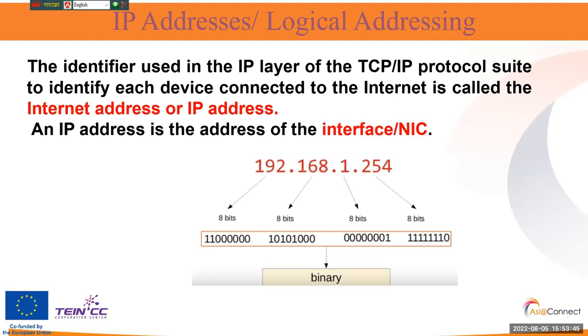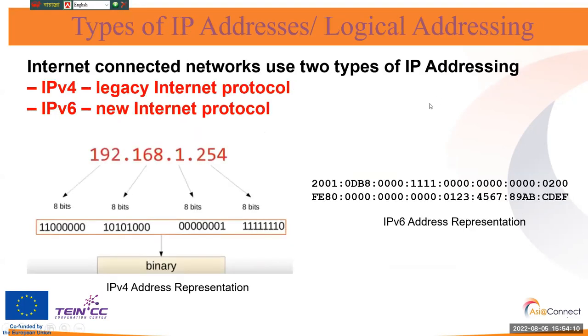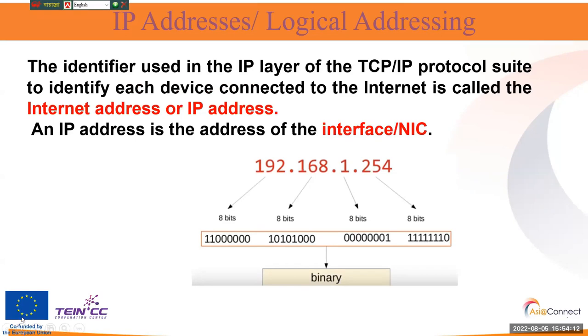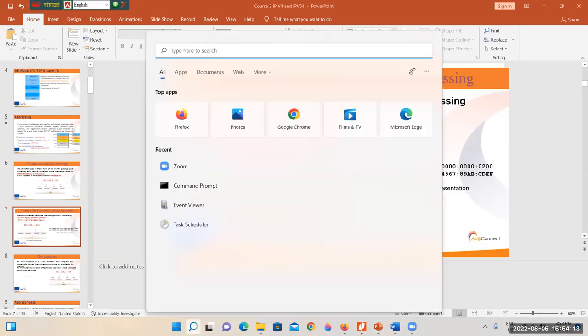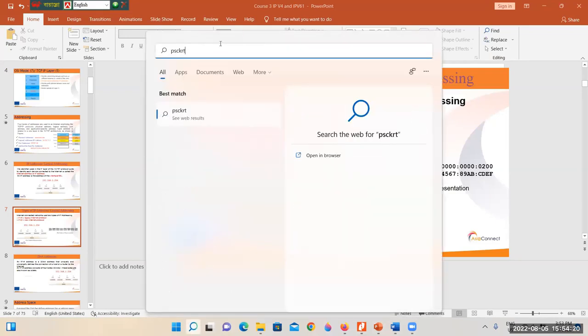An IP address is the address of the interface, or network interface card. This is a sample of an IP address: 192.168.1.254. We already know how to configure, how to write this IP address in a specific computer or specific networking device. If you go to the packet tracer, we have configured it.